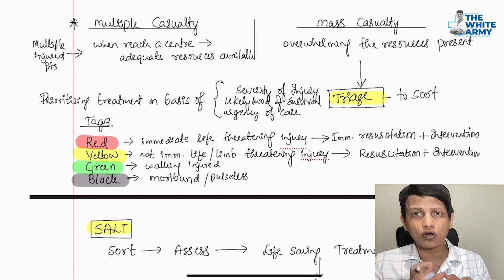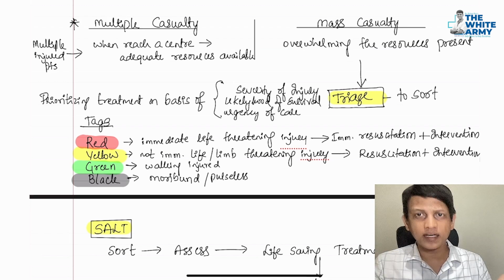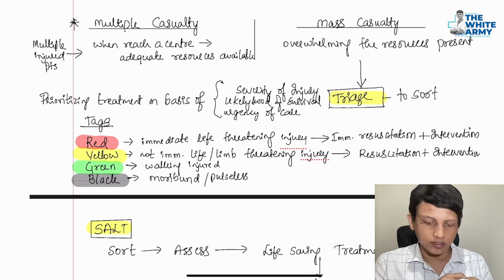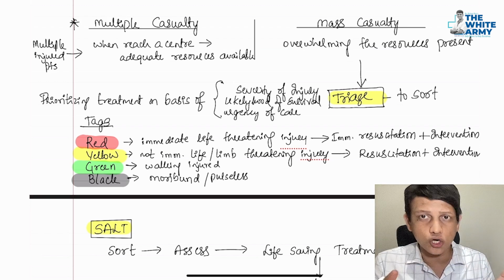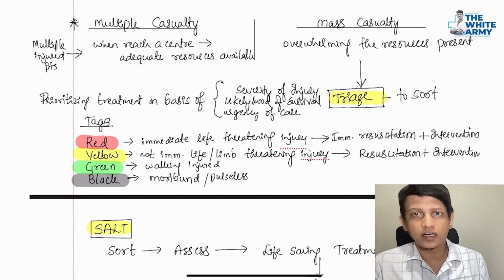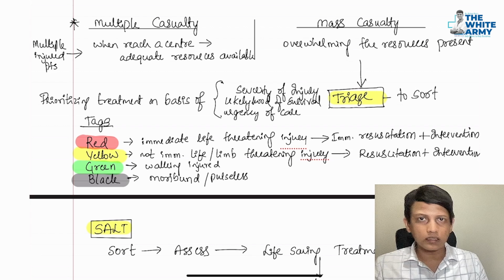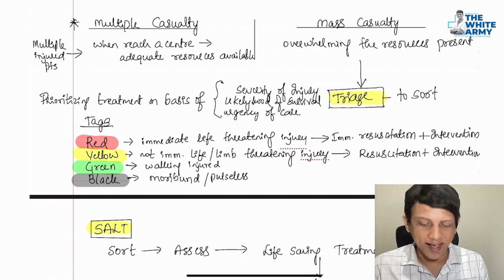Those who are injured, but not at risk, for whom even delayed management is sufficient, in scenarios like walking injured, some lacerated injuries, or small fracture cases, are labeled green. For them, delayed treatment is sufficient. Those who are moribund, dead, or pulseless patients are labeled black.